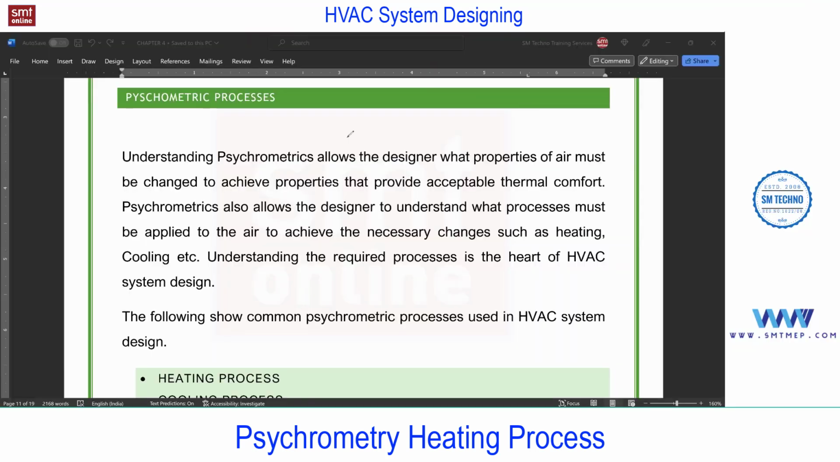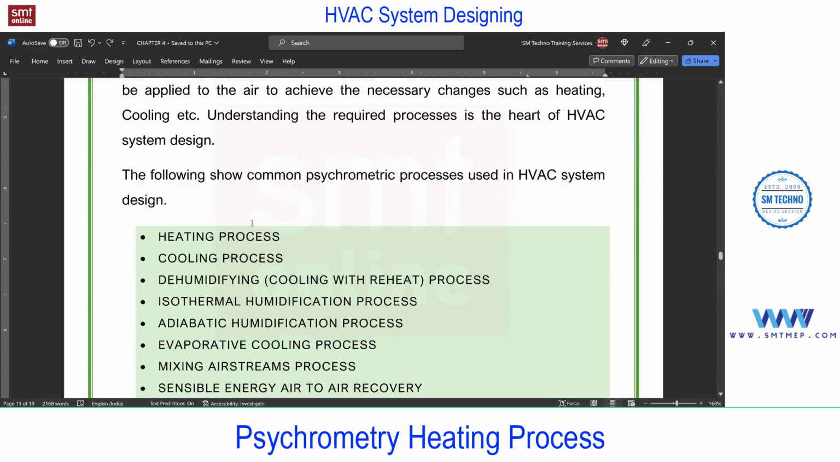So here you see, understanding psychrometrics allows the designer to know what property of air must be changed to achieve the desired properties as per the comfort requirement. And you see, understanding these required processes is the heart of HVAC system design. So what are the different processes? You'll find the list here, and each and every process we will verify with the help of the psychrometric chart.